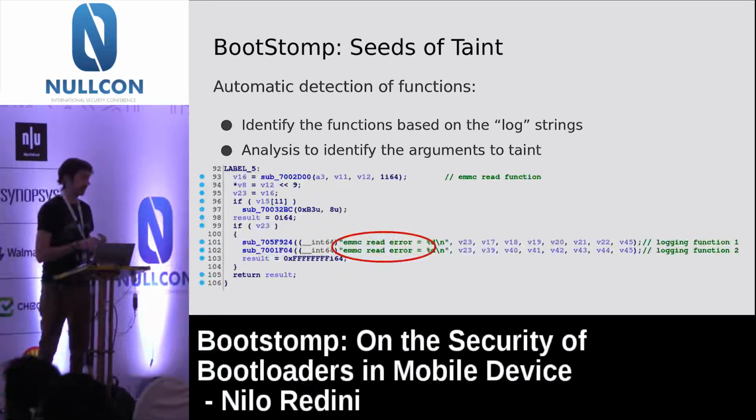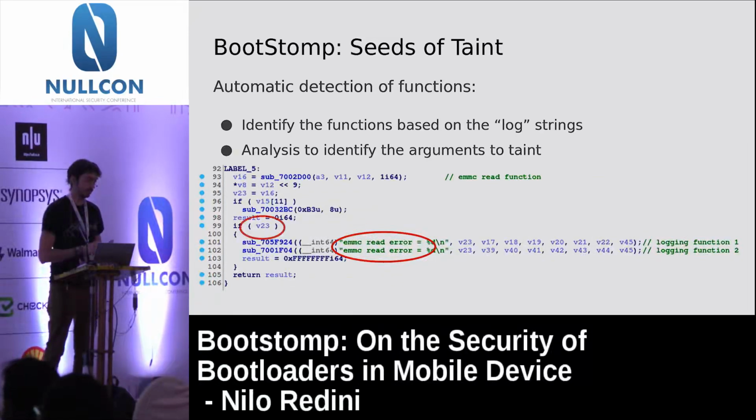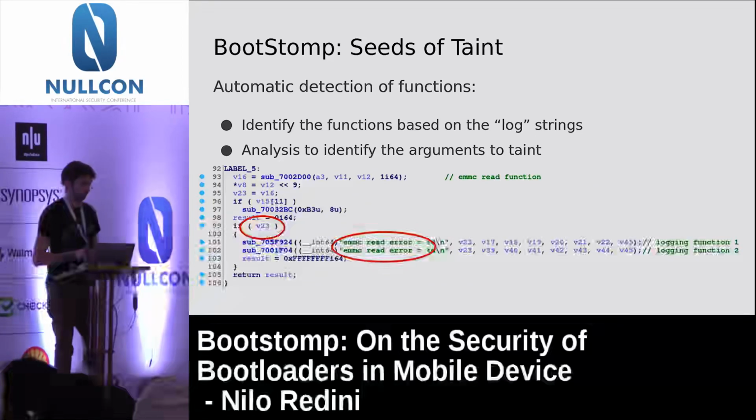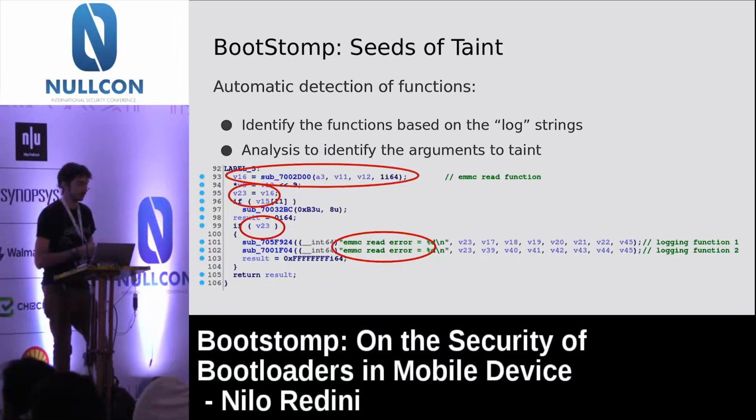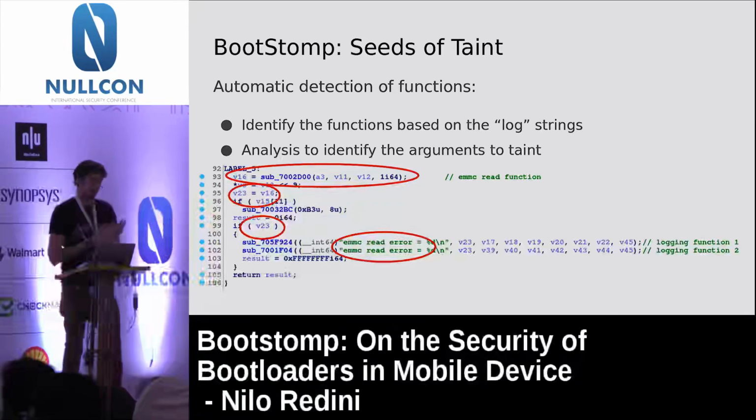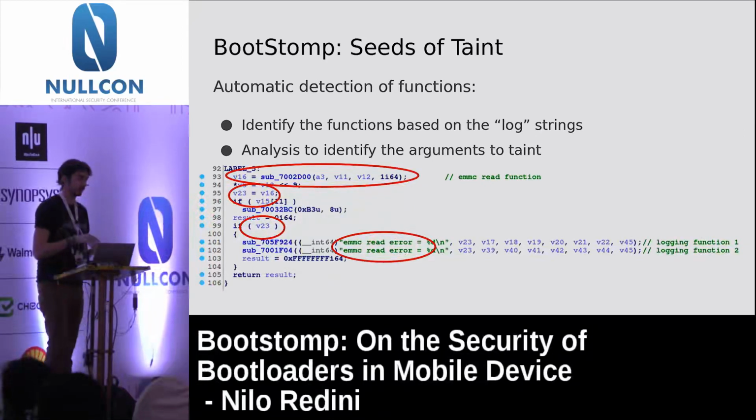It tries to understand which function is responsible for this log string. In this case, it would understand the variable v23 is responsible for the string to be printed. And it would understand that v23 is actually an alias for v16, which in turn is returned by a function called sub_700. BootStomp will consider this function as the function introducing the taint.